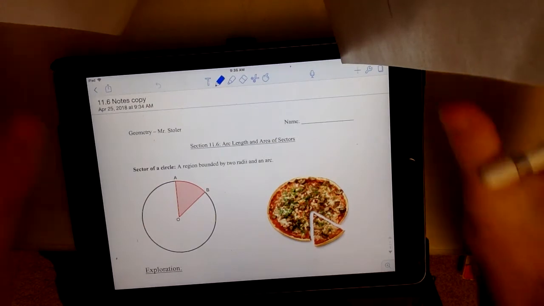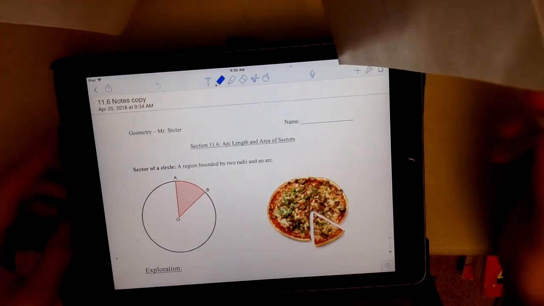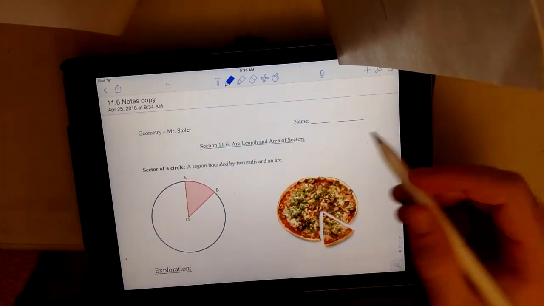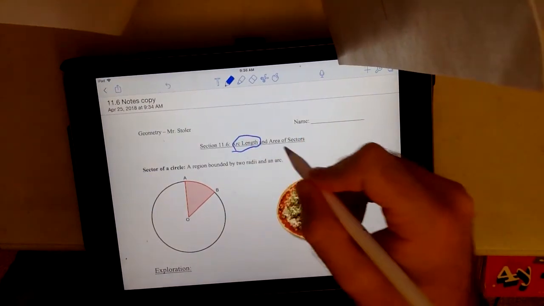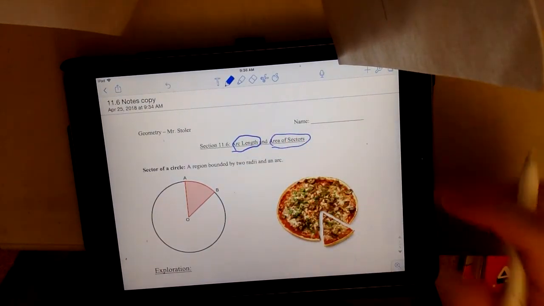All right. This is one of my favorite sections, section 11.6. I know we're skipping around. What we're looking at is arc length and the area of a sector. So I'll explain what all of that is.